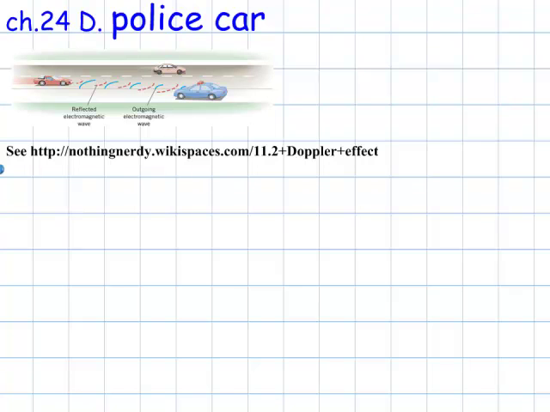So the equation to be used here is that the observer frequency equals the source frequency times 1 plus or minus the relative velocity between the two, divided by the speed of light.